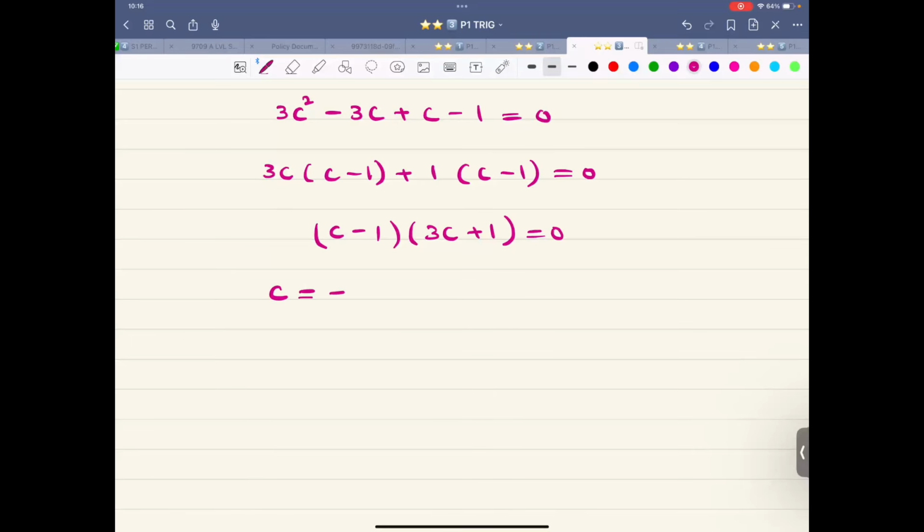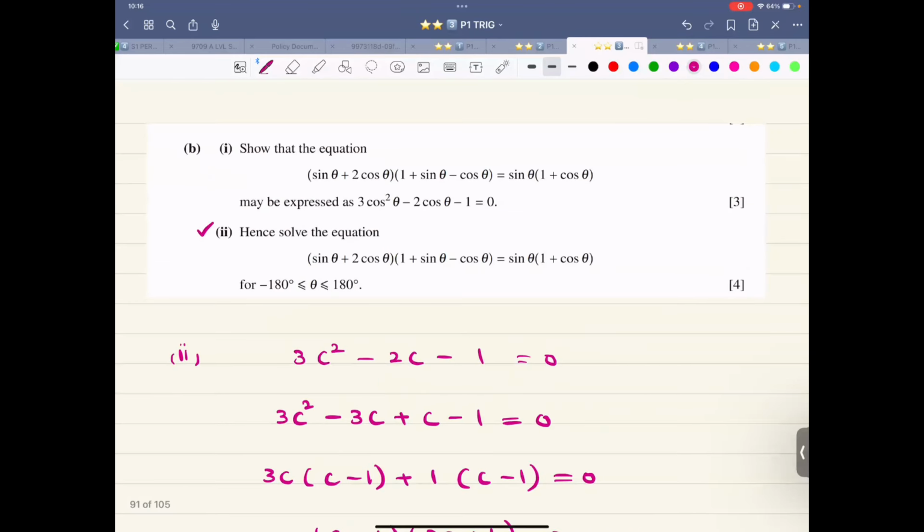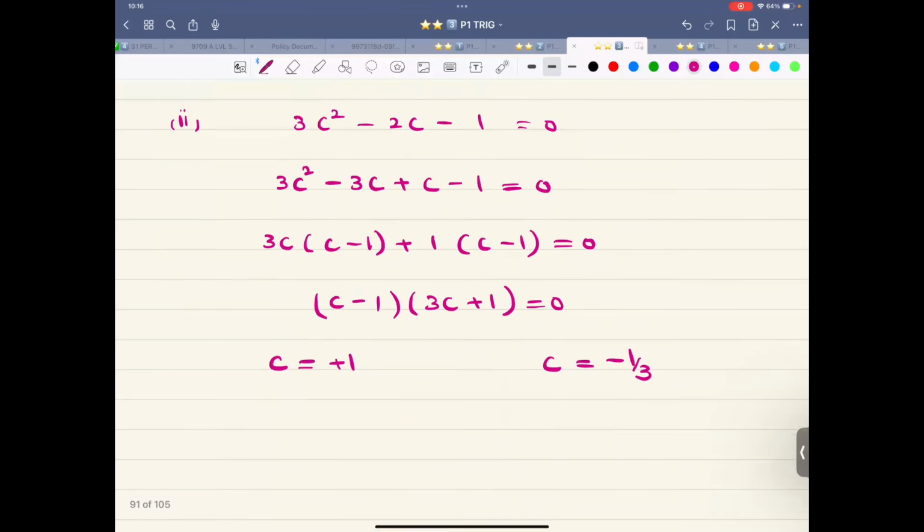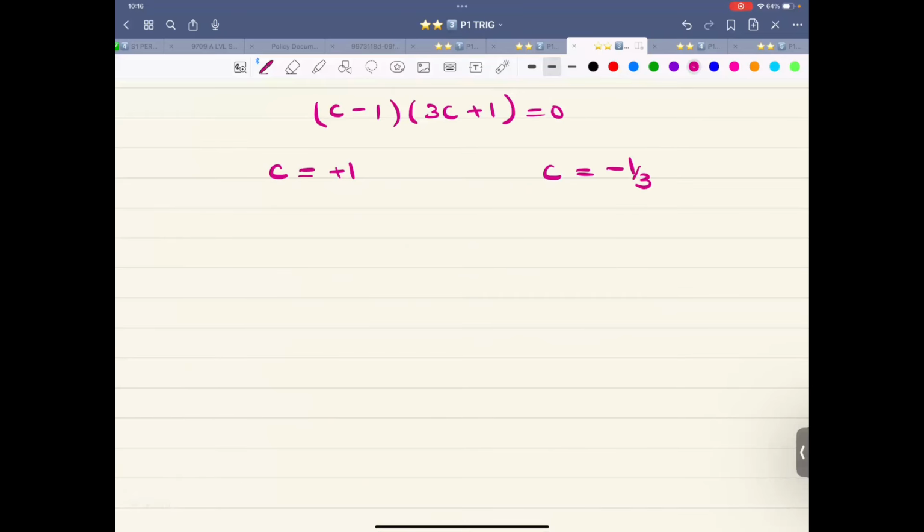Therefore, c is positive 1. Therefore, c is negative 1/3. That is the first thing. Now, the range is from negative 180 to positive 180. So now the range is basically in two parts: negative 180 degrees to 0 degrees to 180 degrees. That is the range.